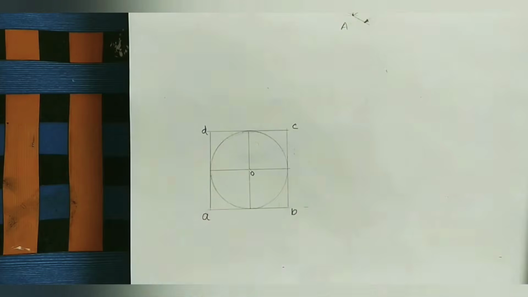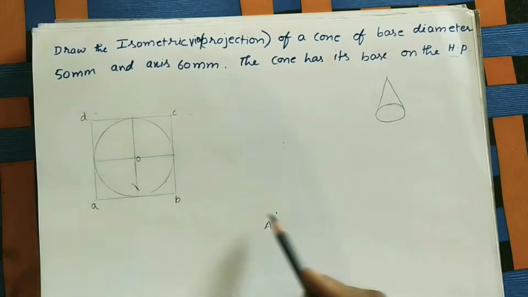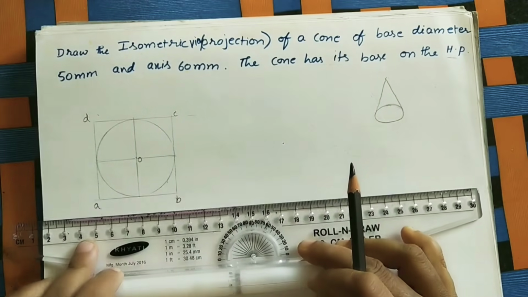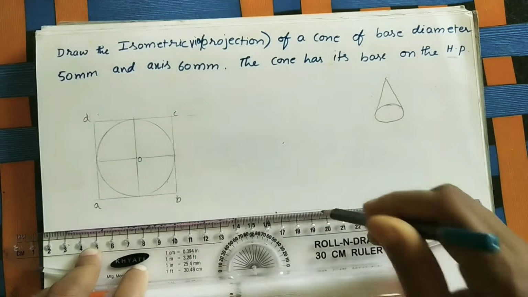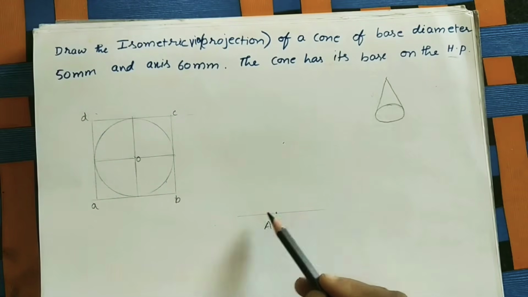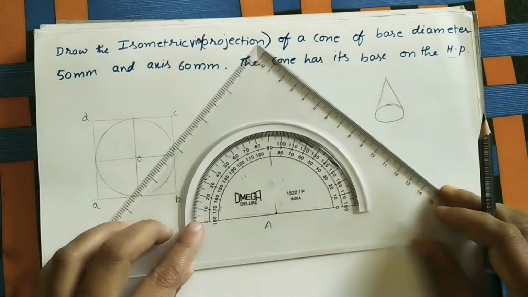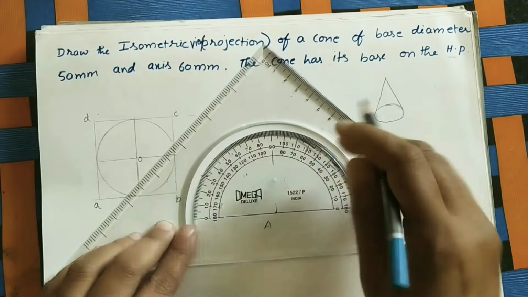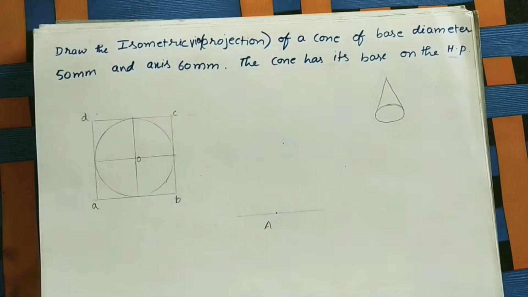Take the starting point A, the initial point capital A here. Just do one horizontal line here. This is the reference line. At A, do the horizontal line like this. Here at A point take inclined lines. The angle at both sides is 30 degrees. So this side 30 and this side 30. Do the lines here.